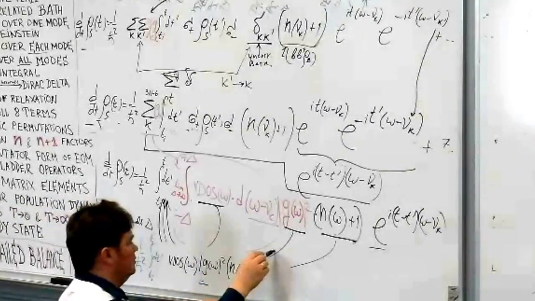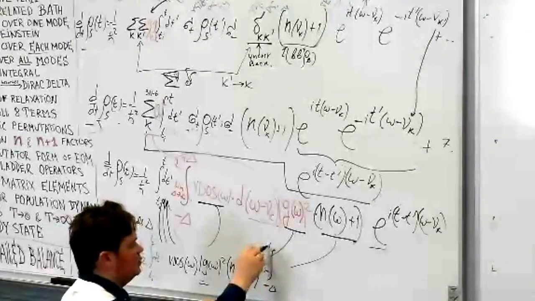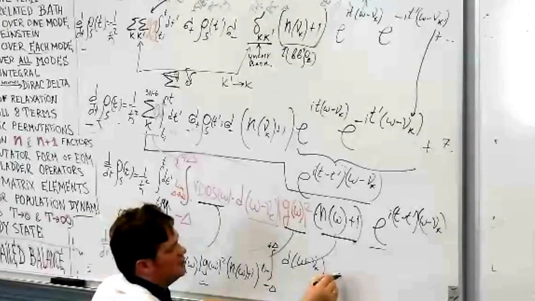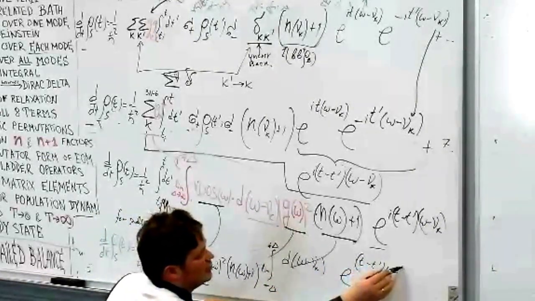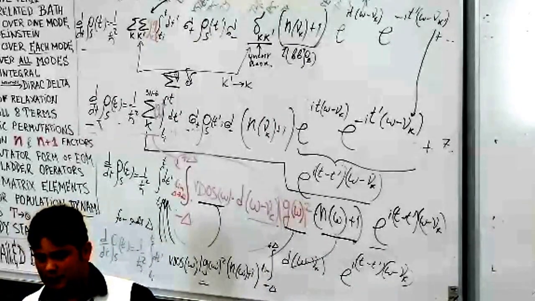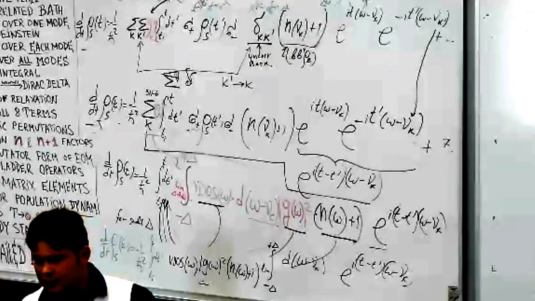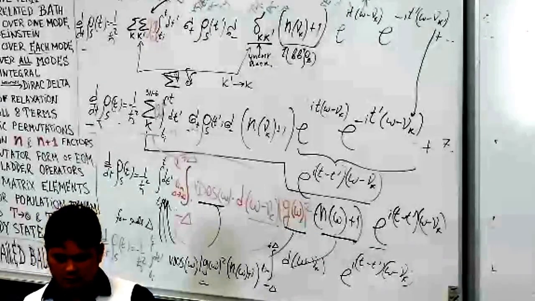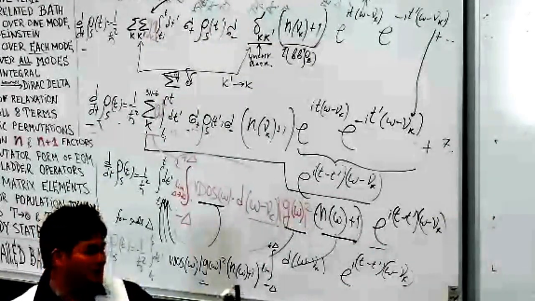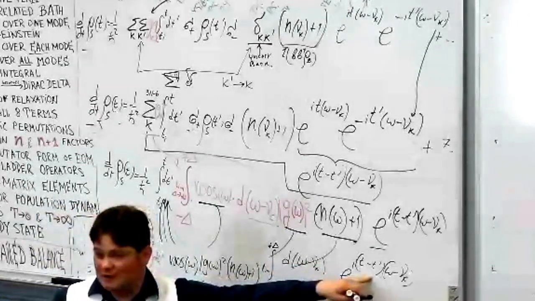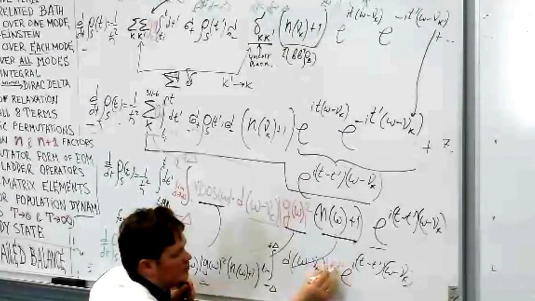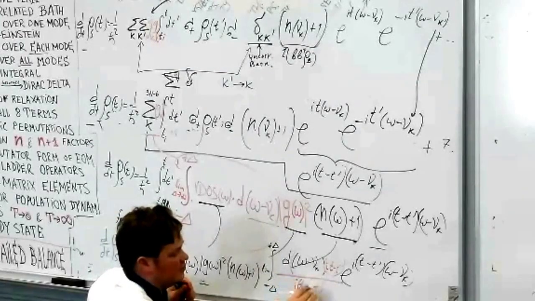And then here we have the integral from minus delta to plus delta, d omega minus mu k, e to the power i (t minus t prime)(omega minus mu k). We know that the integral of an exponential is an exponential. It is especially simple if the power of the exponential and the integration variable are the same. So let's make the integration variable equal to the power of the exponential. So I'm going to multiply by i (t minus t prime) here and divide by i (t minus t prime) there.